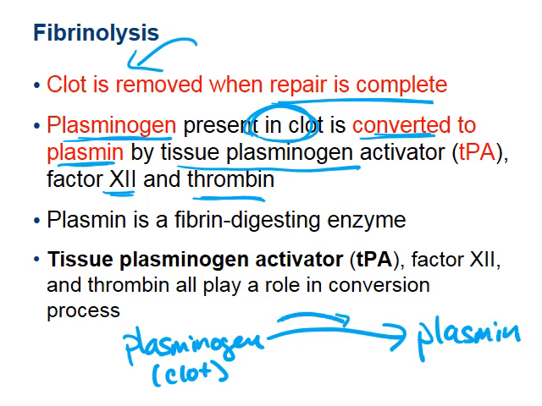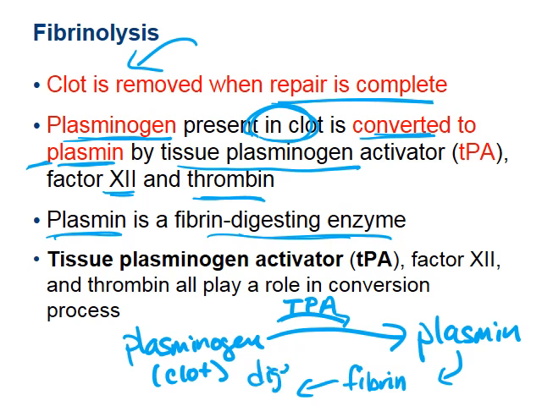What converts it? Tissue plasminogen activator. So tissue plasminogen activator is what's responsible for turning plasminogen in the clot and converting it into plasmin. Plasmin is going to digest the fibers. So plasmin is going to go to the fibrin, and it's going to start digesting and removing the clot.